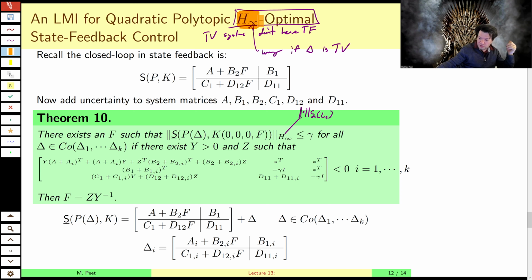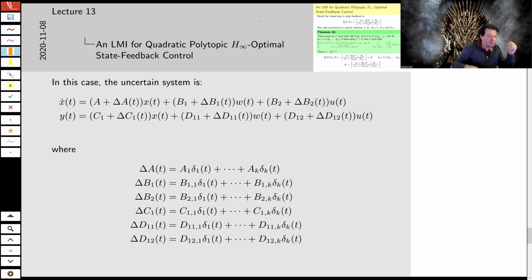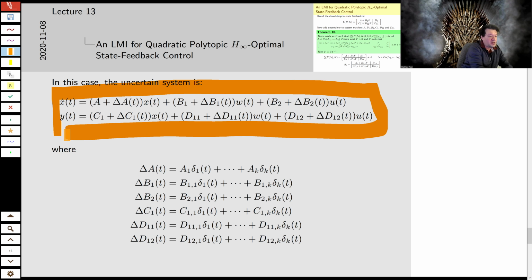Right. So here, let me just skip forward to the notes for a second. First of all, we're extending our system now to uncertainties not just in A, not just in B, which before was B2 actually. Well, that's what we had before, B and A. Now we're adding a different B, which represents the exogenous input. We have an output, which is actually probably Z, which is our regulated output.